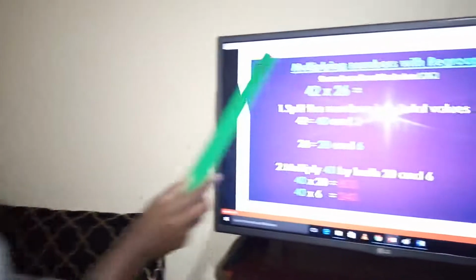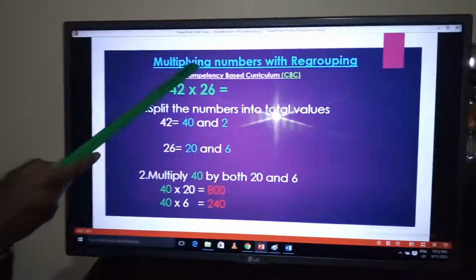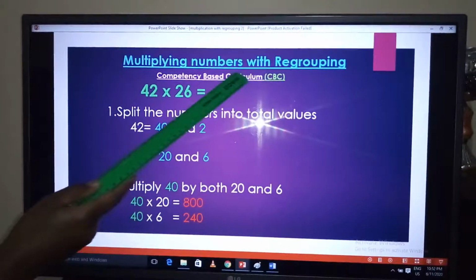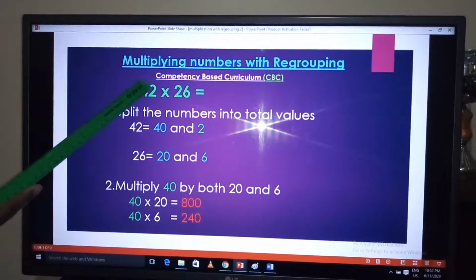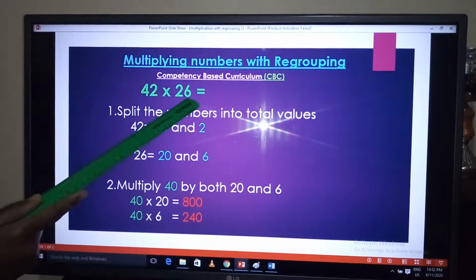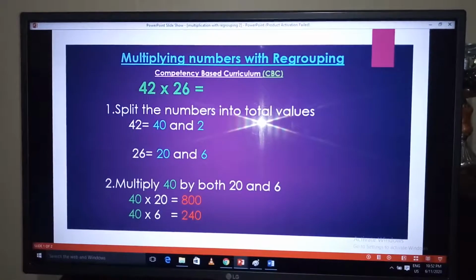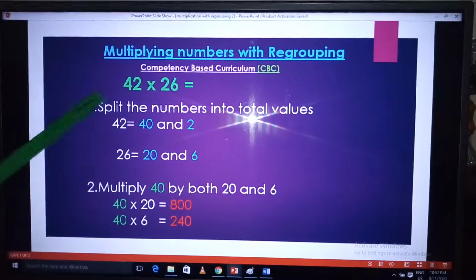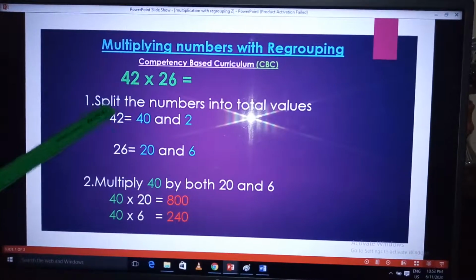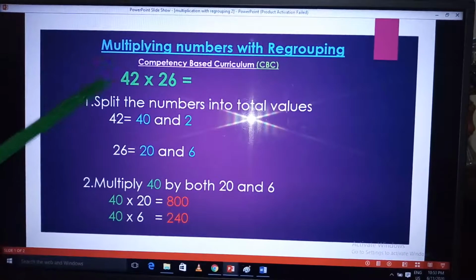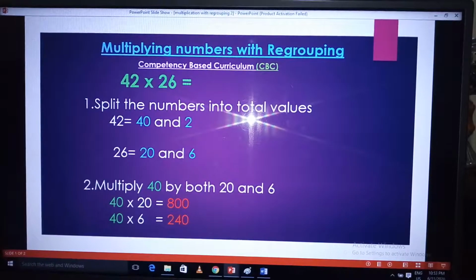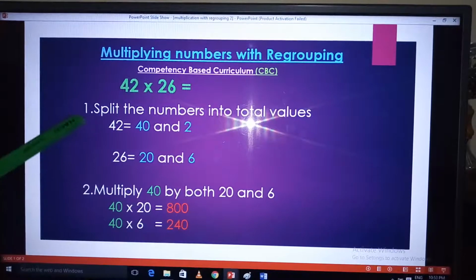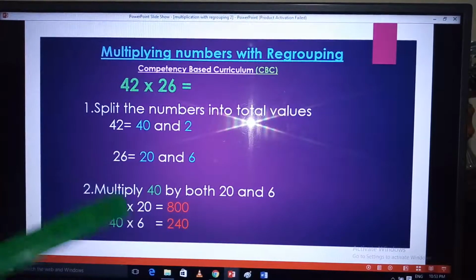Today I'll take you through multiplying numbers with regrouping, that is multiplying two-digit numbers by two-digit numbers, the CBC method. Previously, we've done multiplication of two-digit numbers by one-digit number, different from today's lesson. So, I'll take you through some steps as usual.